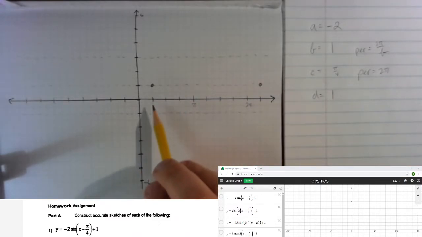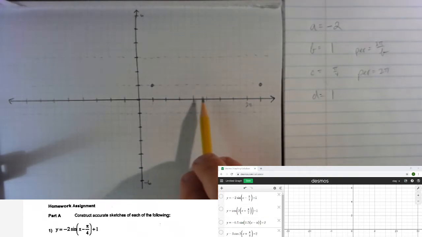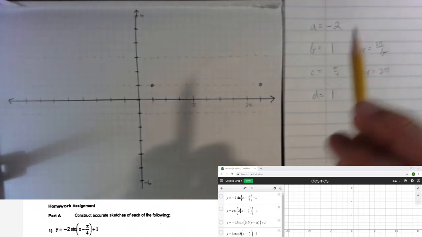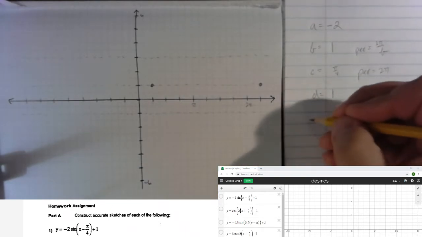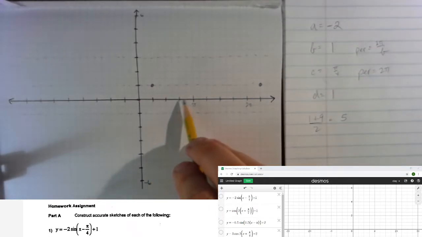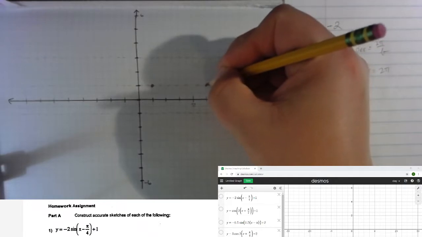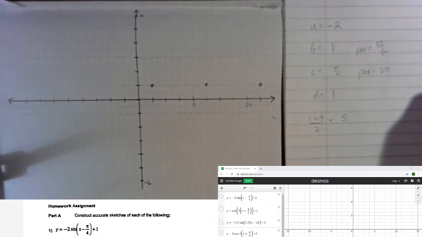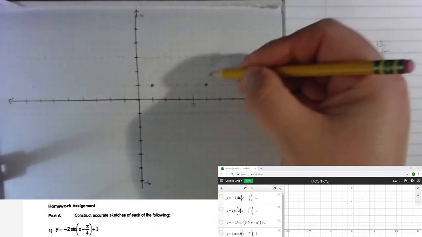Or feel free to just name these 1, 2, 3, 4, 5, 6, 7, 8, 9. What's halfway between 1 and 9? Well, 1 plus 9 divided by 2 is 5. So 1, 2, 3, 4, 5. There is the midpoint where it's going to hit its node. So it's going to go down, then up from there.